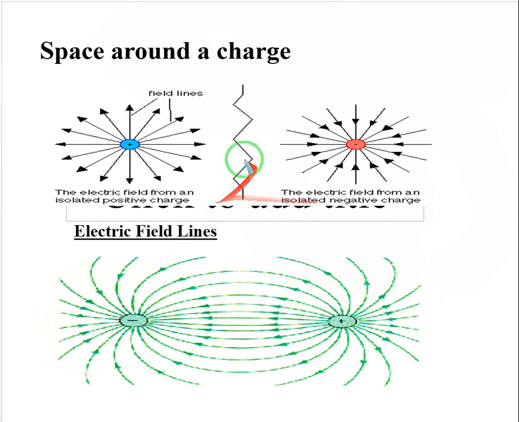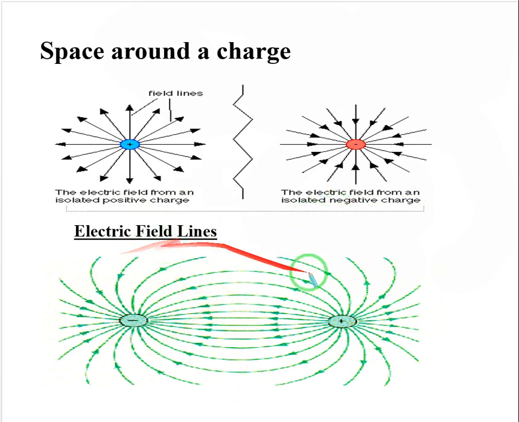Now coming to the space around a charge. The same concept applies here. Once we have a positive charge, what can a positive charge do? A positive charge can emit the field lines. So this is called field lines. If we have a negative charge, what can it do? It can absorb all the field lines. So the electric field from an isolated positive charge, and the electric field from an isolated negative charge.